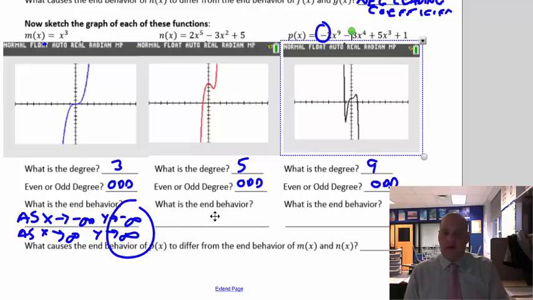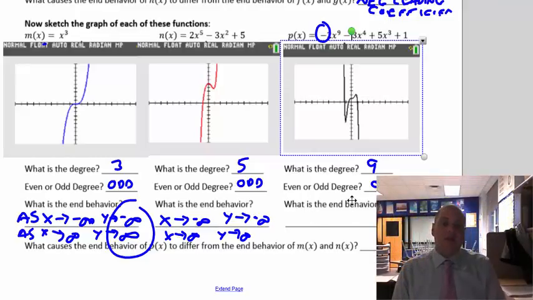This is the same thing, so I'm not going to write it again. You write it again though on your paper. So this one is the exact same thing: x, negative infinity, y, negative infinity, x, infinity, y, infinity. All right, and then this one's the opposite. Why? Because we have a negative leading coefficient for p of x.